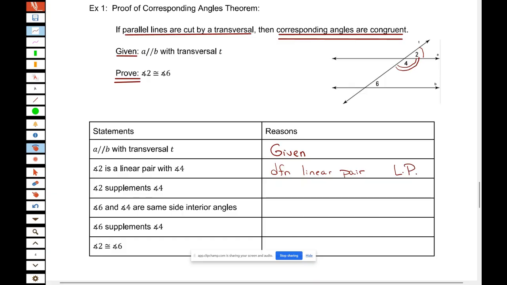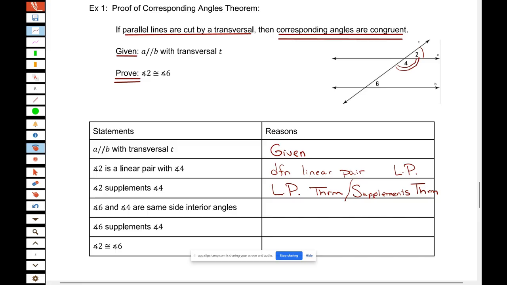Now, next we're saying, okay, 2 is a linear pair with 4, which means 2 supplements 4. Well, the linear pair theorem says that linear pair angles are supplementary. So linear pair theorem. You can also call that the supplements theorem. A lot of books call it that. I don't care which name you give it, because as the teacher, I should know them both, so I can give you full credit for either one.